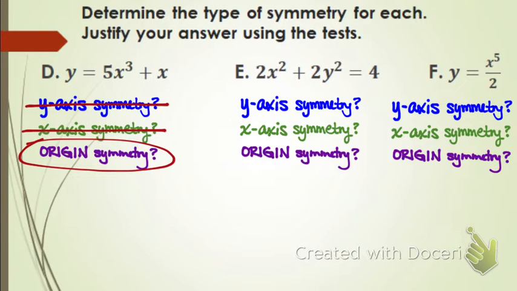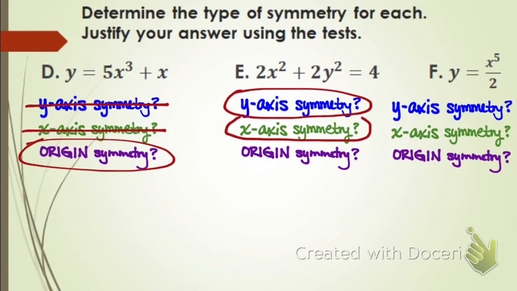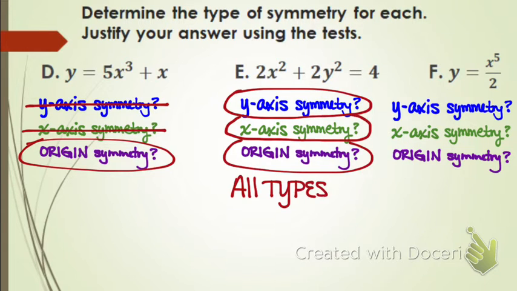For part E, do we have y-axis symmetry? Yes. All the symmetry. We have all the symmetries here. X-axis symmetry, yes. All types of symmetry. This one has all types of symmetry.